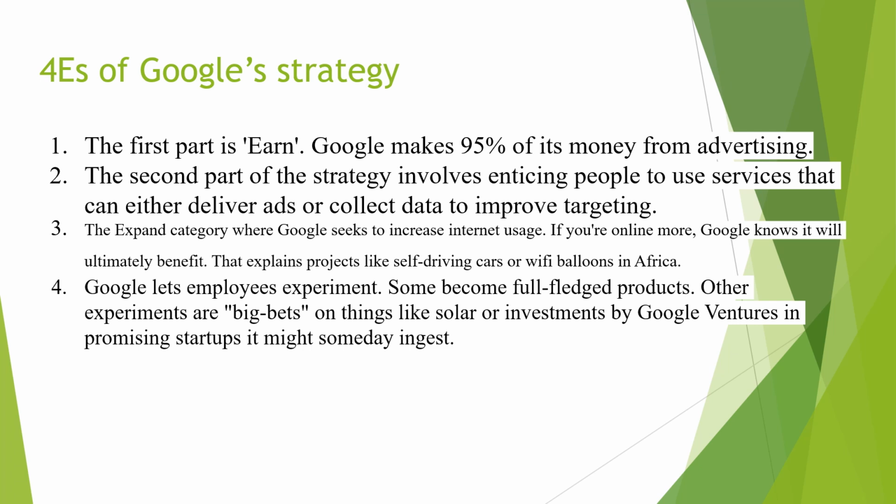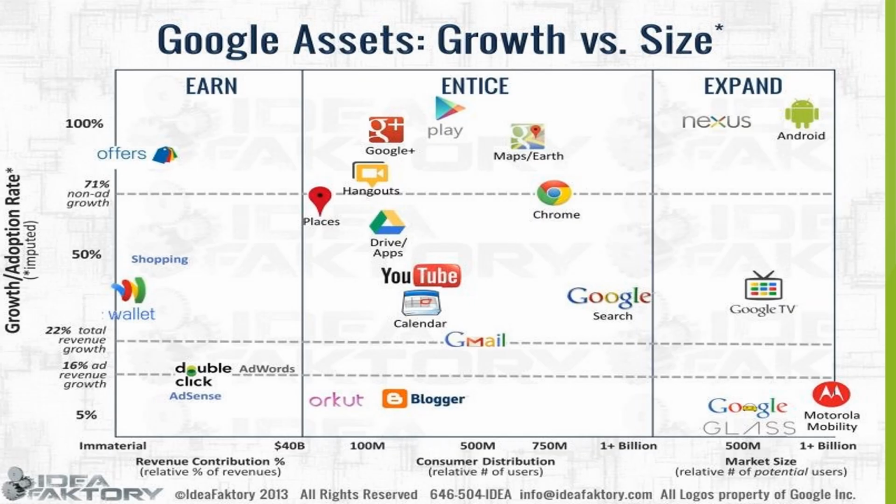Then Google lets employees experiment. That is another unique concept. Some become full-fledged products. Other experiments are big bets on things like solar, or investment by Google Ventures in promising startups. It might someday die in jest. Okay, so it will also indirectly evolve.